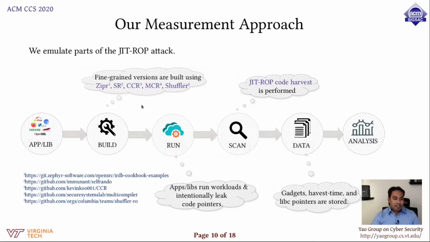Then we run each application or library against some workload and intentionally leak code pointers. We input this leaked code pointer to the recursive code harvesting module and run the recursive code harvesting process in those applications and libraries. We also run the libc code scanning tool to scan for libc code pointers in writable segments of an application binary. We store all the data for our analysis.